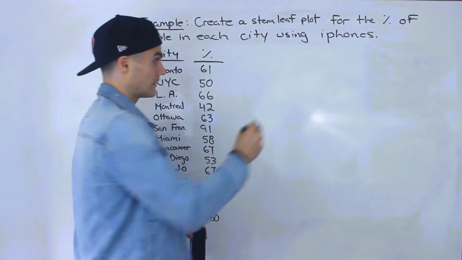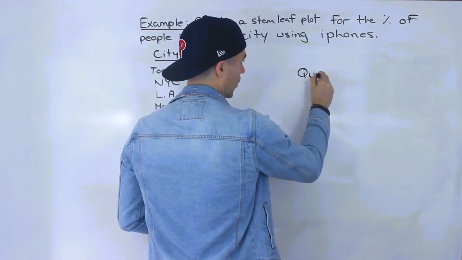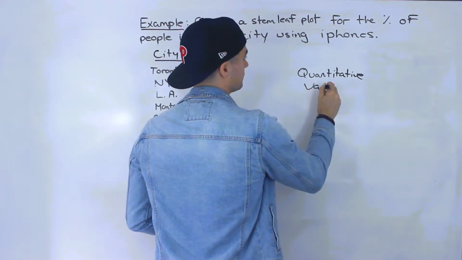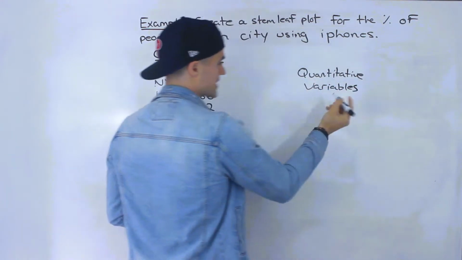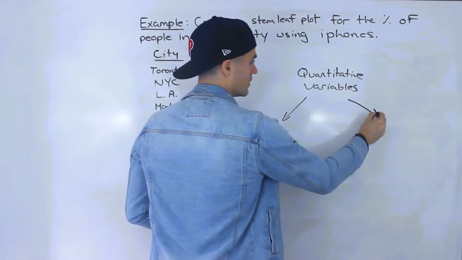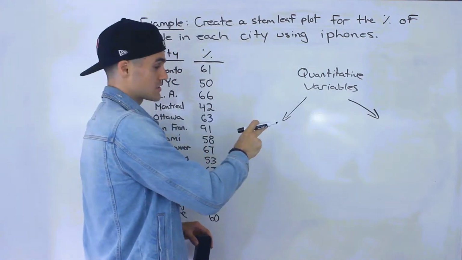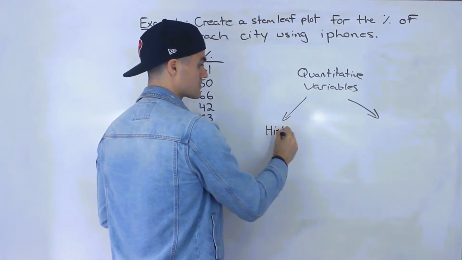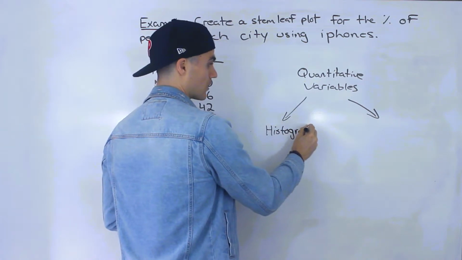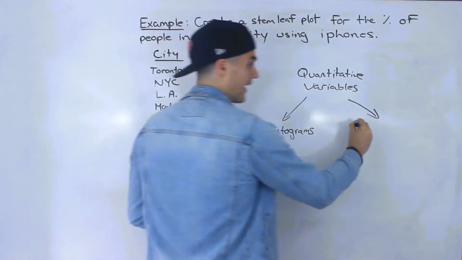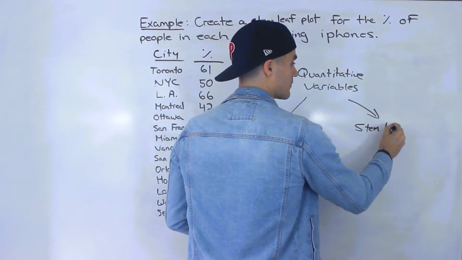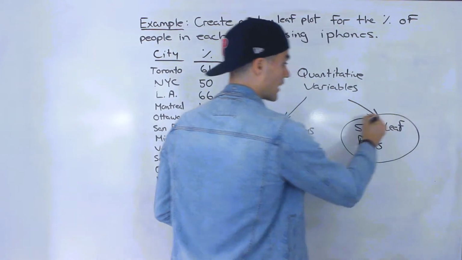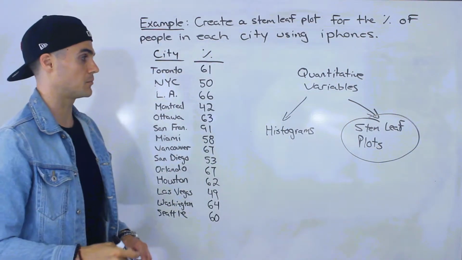Now remember, we're still analyzing quantitative variables. And as I mentioned before multiple times, we have two tools that we can use to visually show quantitative variables. We could show them with histograms, which we covered in the last video, and we can show them with stem leaf plots, which is what we're going to cover in this video and actually in the next couple of videos.